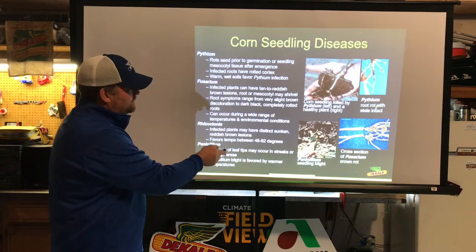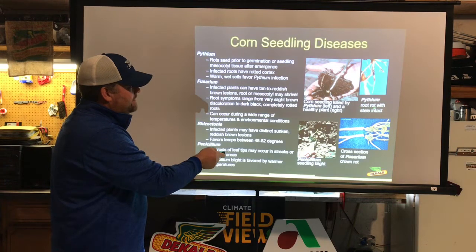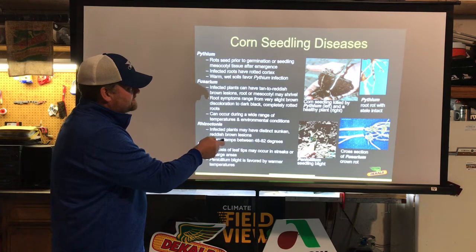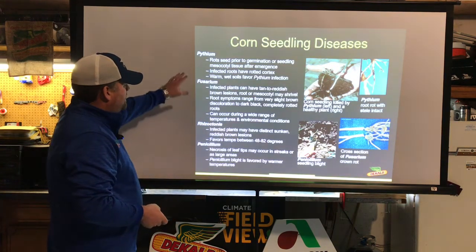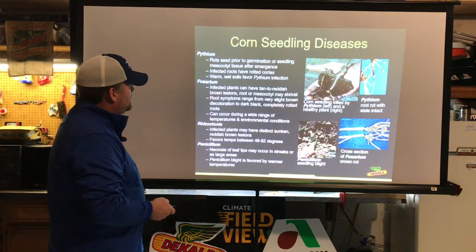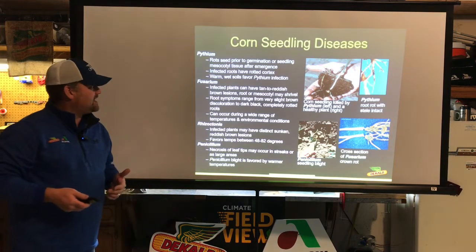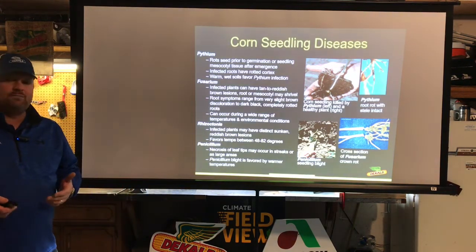And another picture over here, with maybe more of a clear background. You can see some Pythium actually starting here on that root. Another one, we talked about Fusarium. Infected plants can have tan to reddish-brown lesions. The root or mesocotyl may shrivel.